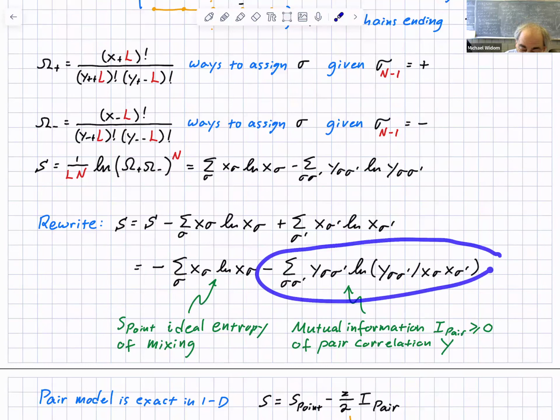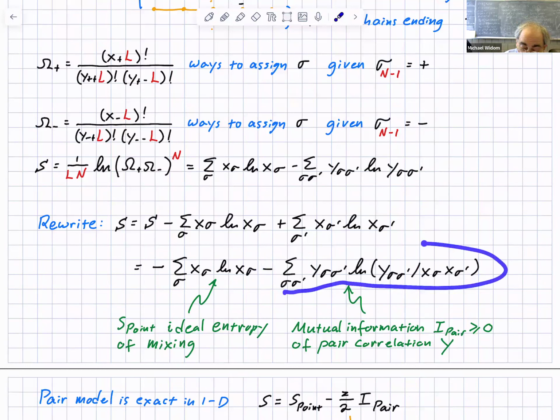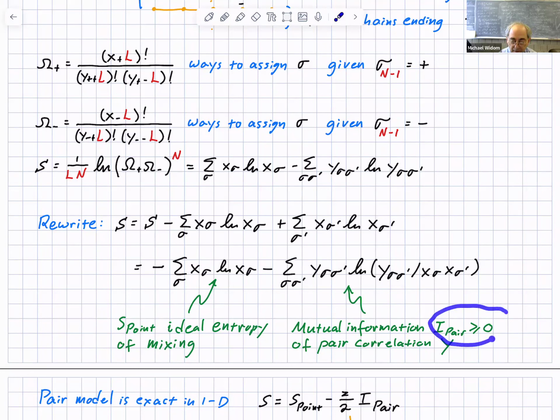What is this second term? Well, it has a minus sign, so we're subtracting something. And so what is the something that we are subtracting? What we are subtracting is a quantity known as the mutual information content of the pair correlation function that describes the correlations between the distributions of spins sigma and sigma prime. And that mutual information content is a non-negative definite quantity.